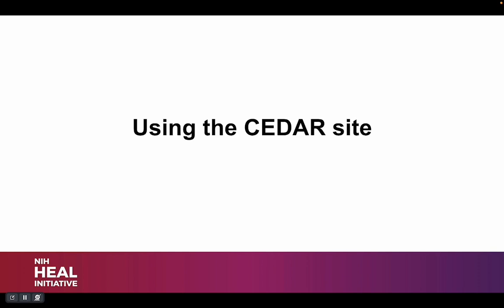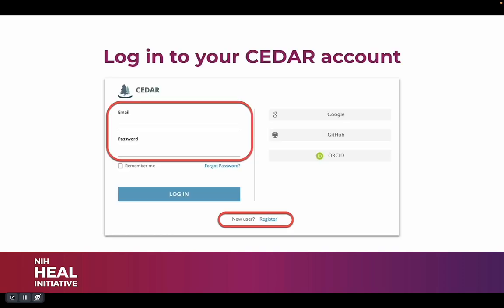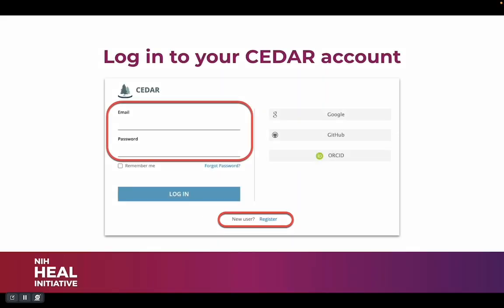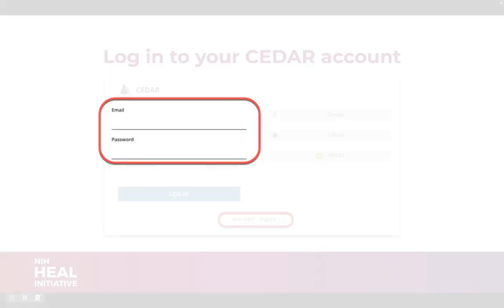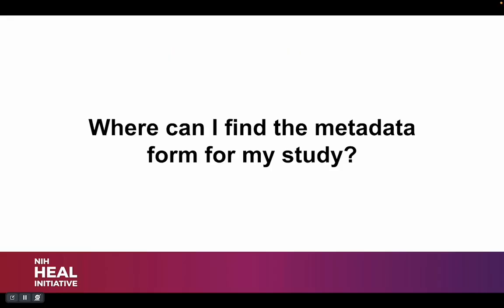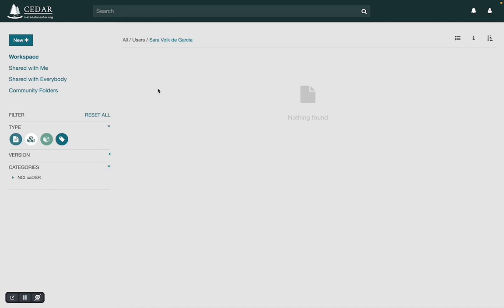Using the CEDAR site. You already registered for a CEDAR account with this link here before you registered your study, so go ahead and log in. Where can I find the metadata form for my study? When you submitted the form to register your study, it triggered the creation of a metadata input form in your CEDAR account. This is the form we want to find and complete.